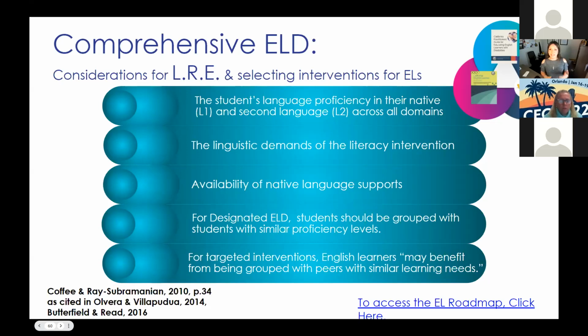On top of that, we want to consider the least restrictive environment and interventions provided for English learners, such as English language proficiency. What does it look like in their primary language, and what does it look like in their second language, the language they're learning, across all domains? Also, the linguistic demands of that literacy intervention, the availability of native language supports if necessary or if appropriate. And for designated ELD, students should be grouped with students with similar proficiency levels, knowing of course that unfortunately students don't come in nice, neat little groups of 30 or 25, but to the most extent possible. And also for targeted interventions, ensuring that English learners benefit from being grouped with peers with similar learning needs. Again, considerations to keep in mind as we're selecting the least restrictive environment and interventions for English learners with disabilities.